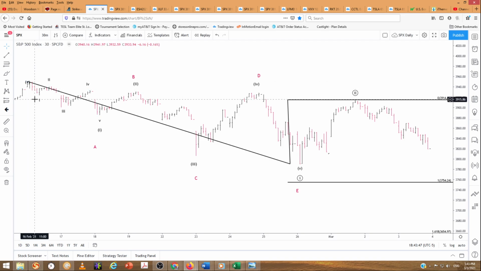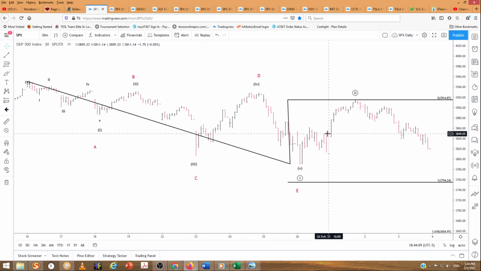Again, this is a fractal. This is a 1, 2, 3, 4, 5 with an overlap. That is a beginning diagonal triangle for the first wave. It's an exact replica of this larger 1, 2, 3, 4, 5. So it's a microcosm of itself. Okay, so that is wave 1.